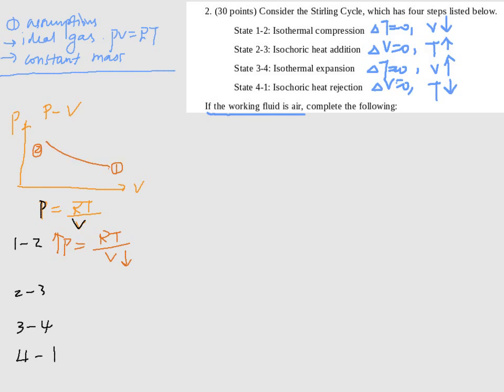Why from right to left? Because the volume is decreasing. So let me put the arrow on here. Since they're inversely proportional, when V decreases, P is going to increase. So that's why we go up.